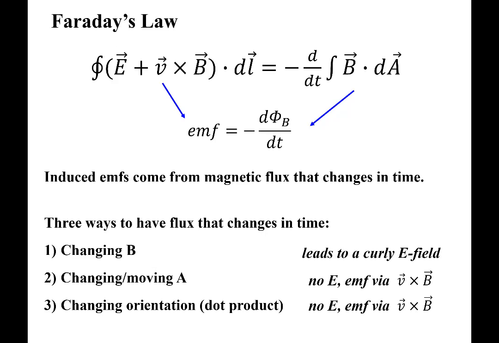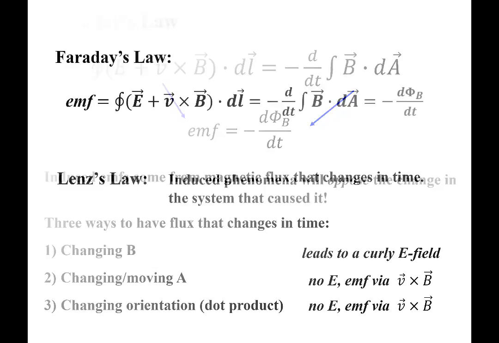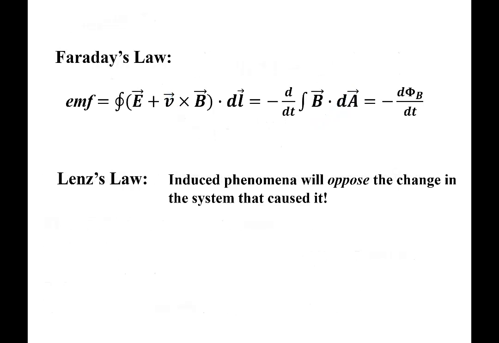Okay. Now, there's also one other very important aspect that shows up on the right-hand side of Faraday's law, and that has to do with the negative sign. And the negative sign is so important that there is a name for it. It's known as Lenz's law.